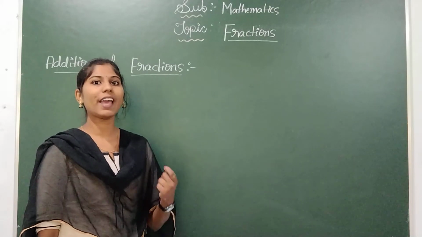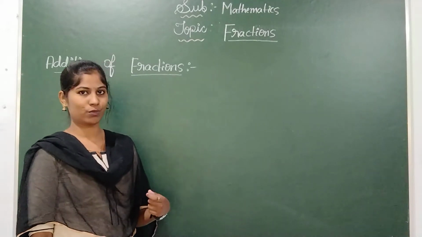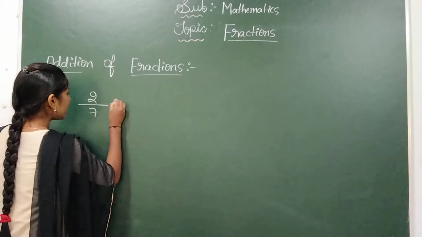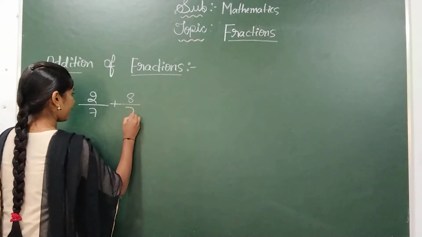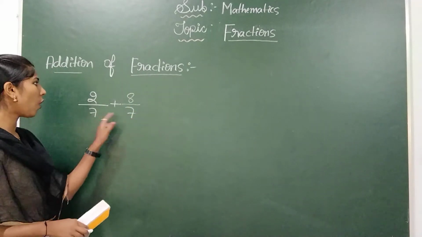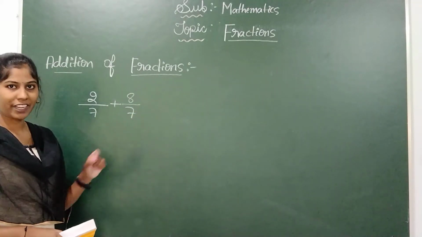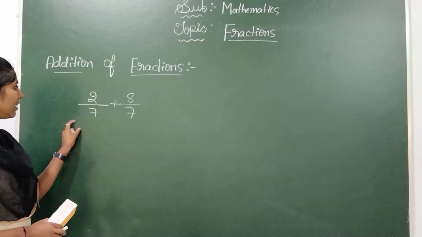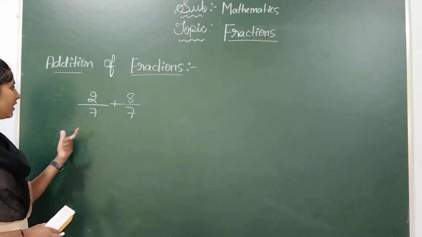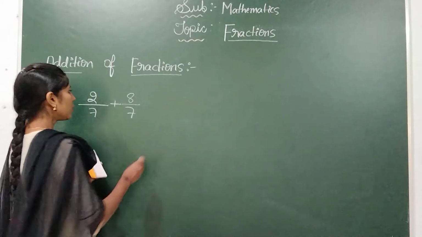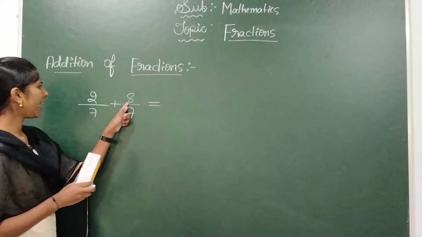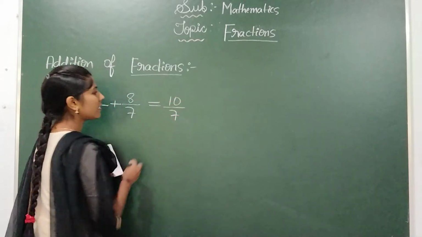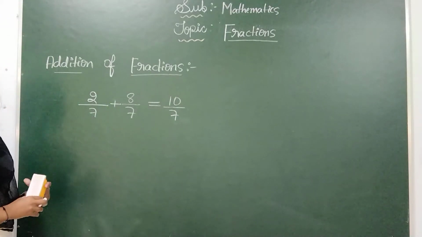So how can you add unlike fractions? First, for example, 2 by 7 plus 8 by 7. These two are like fractions. How do you add like fractions? Add the numerators and write the denominator as it is. 8 plus 2 is 10, so the answer is 10 by 7. This is the addition of like fractions.